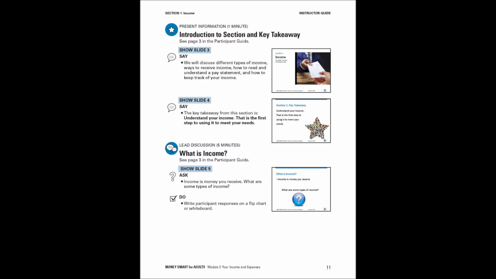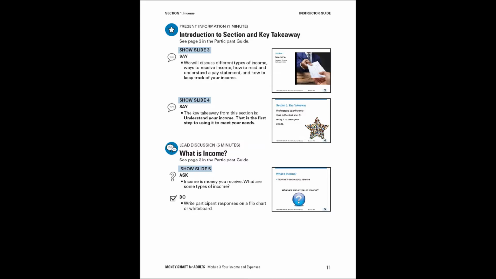Showing slide number 3, you're going to begin to discuss the different types of income, ways to receive income, how to read and understand a pay statement, and how to keep track of your income. You're introducing this particular topic, and then you're going to give them the key takeaway on slide number 4, which is understand your income. That is the first step to using it to meet your needs.